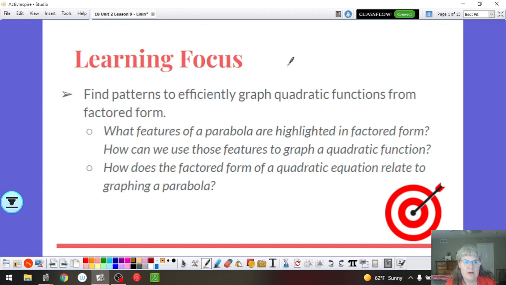In this lesson, our focus is going to be on finding patterns to efficiently graph quadratic functions from factored form. So in our previous lessons, we've been factoring from standard form. Today, we're going to start working with how we graph from factored form. What features of a parabola are highlighted in factored form? How can we use those features to graph a quadratic function? And how does the factored form of a quadratic equation relate to graphing a parabola?